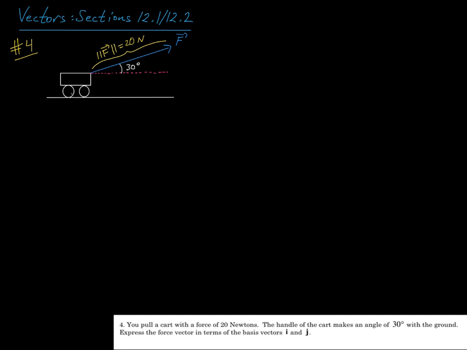All right, so you see we have our cart here. We're pulling this cart with this force vector F that has a magnitude of 20 newtons. And we're told that this force vector forms an angle of 30 degrees with the ground. So in other words, 30 degrees with the horizontal. And our job is to write this blue force vector F in terms of the basis vectors i and j.